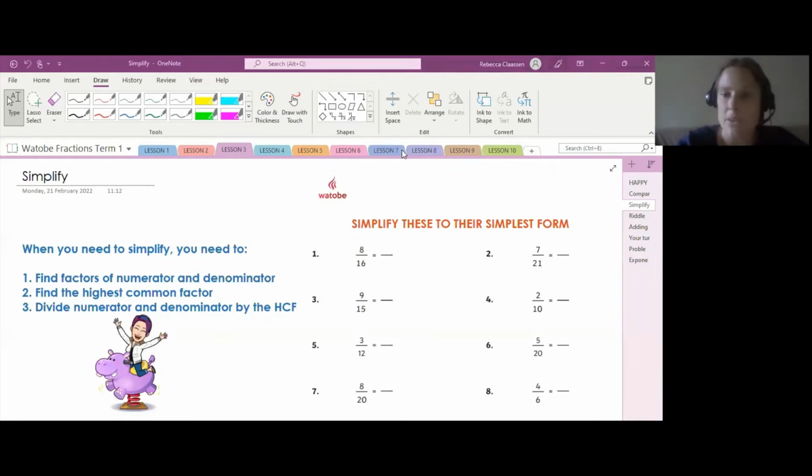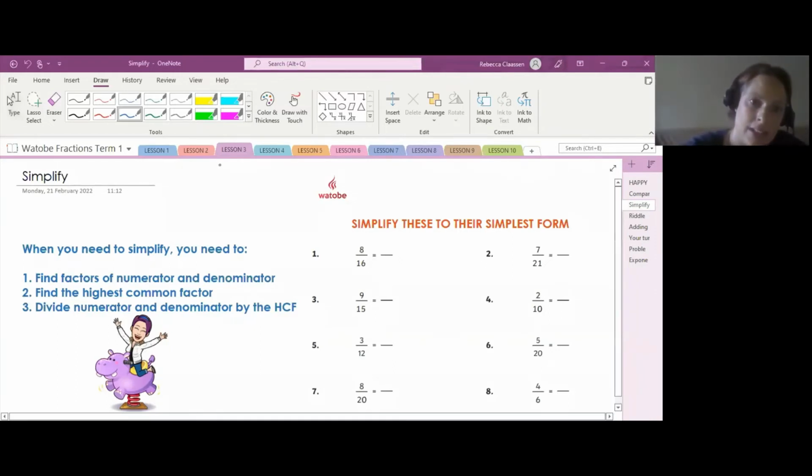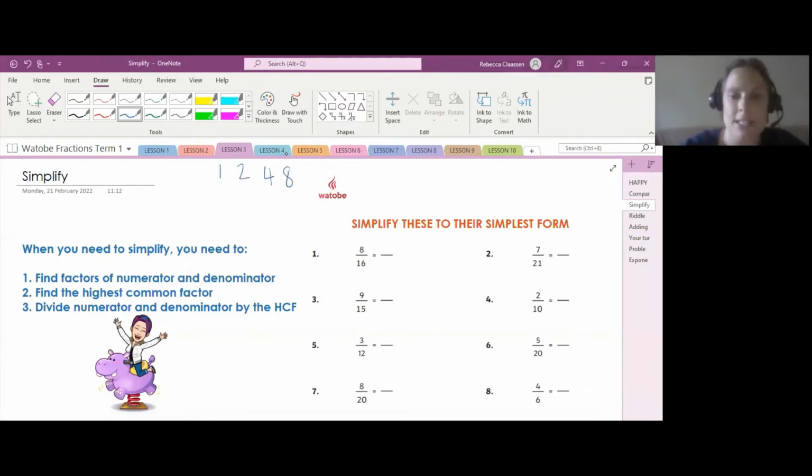So very quickly, who am I going to ask? I'm going to ask Adele. Come on, factors. Adele, what are the factors of 8? It is 1, 2, 4, and 8. Excellent. And Anati, what are the factors of 16?